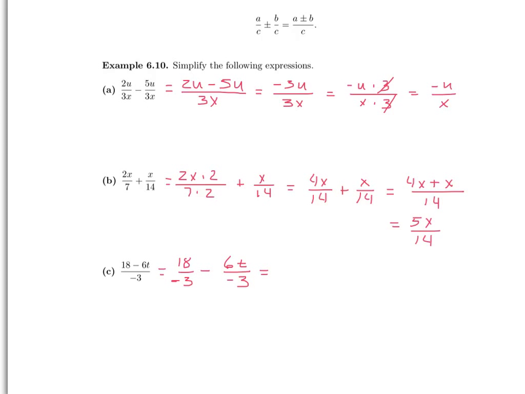So let's see if we can simplify from here. 18 divided by a negative 3 is a negative 6. So I have a negative 6 minus, now let's look at this fraction. 6t divided by a negative 3 is a negative 2t. So really what we have here is negative 6 minus a negative 2t. So this is negative 6 plus 2t, and that's in simplified form.